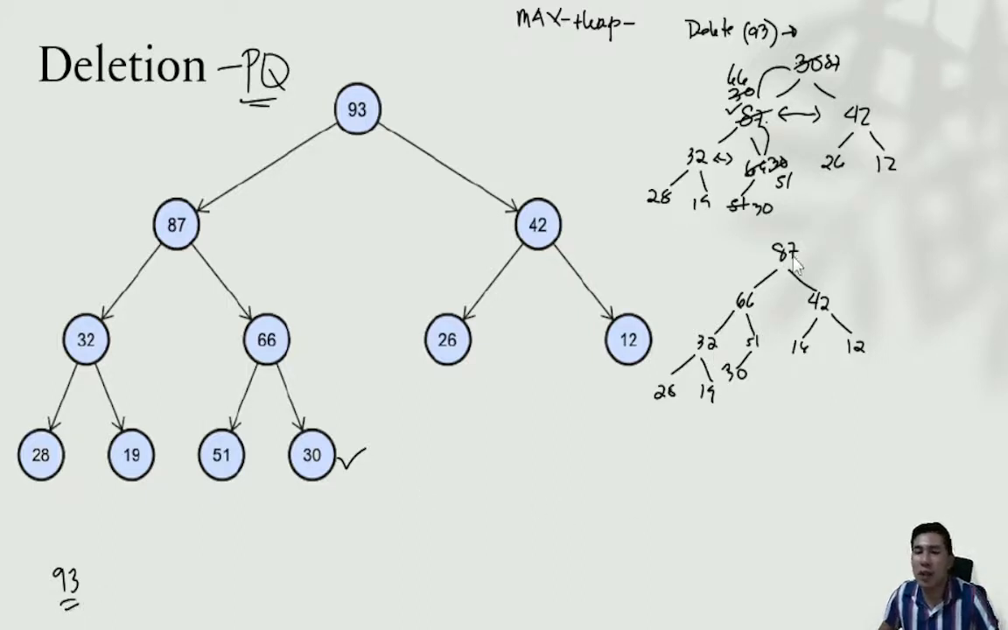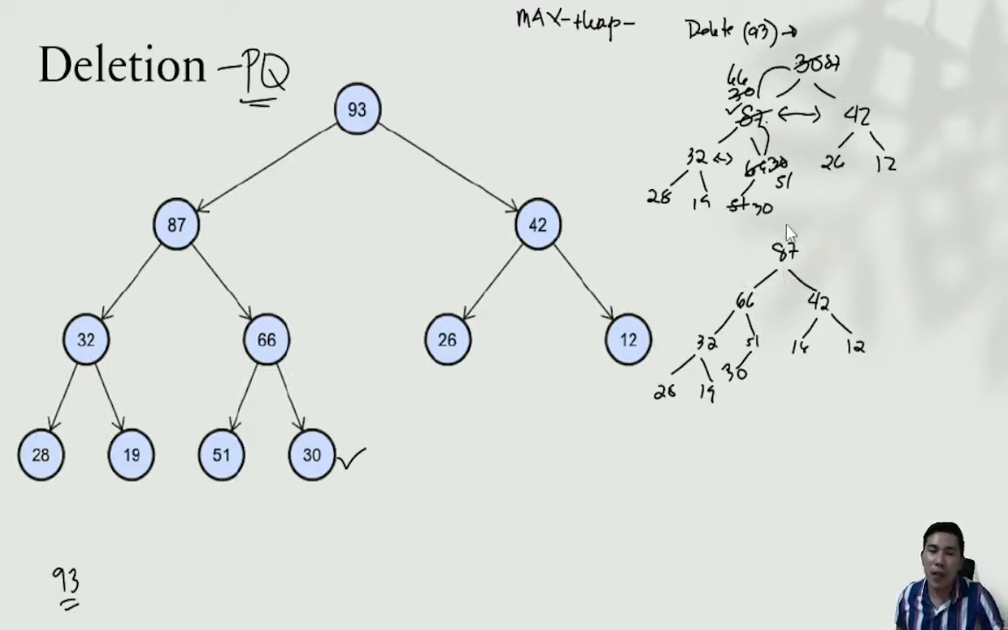Now let's check the order. Is it a complete binary tree? Yes. Next question, is it following the order of a max heap, which means the parent must be greater than its children? So let's check. 87 is greater than its children. 66 is greater than its children. 51 is greater than 30, 32 is greater than 28 and 9. Okay? So that's how you delete a node in a max heap.